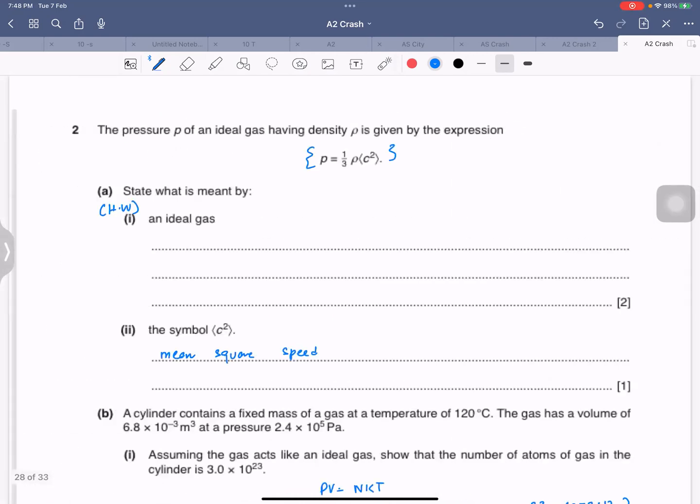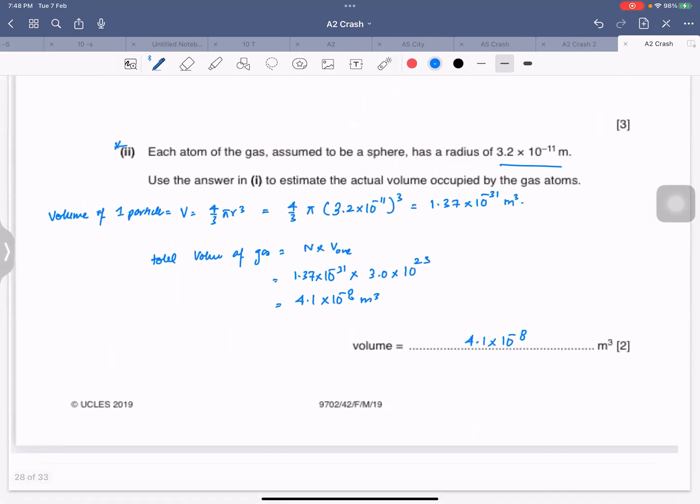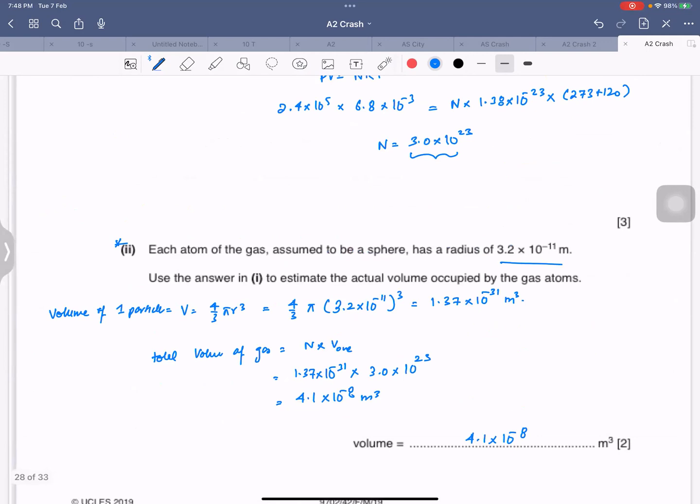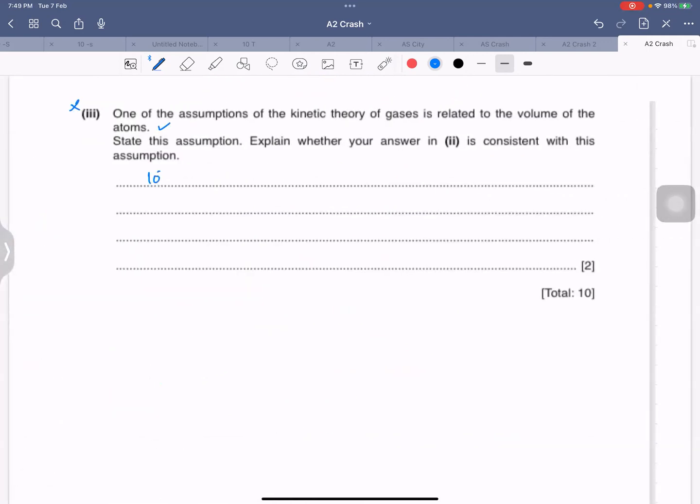Now, if you look at the answers, your answer for one atom is basically this much, which is almost 10 raised to power minus 31, which is much, much, much smaller than 10 raised to minus 8. That is the volume of the container, right?